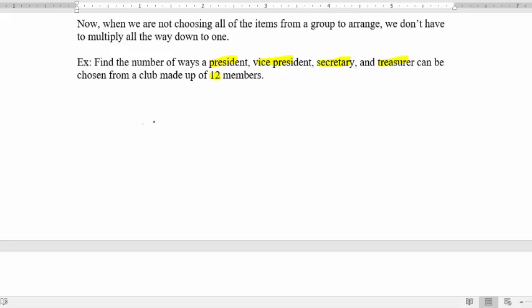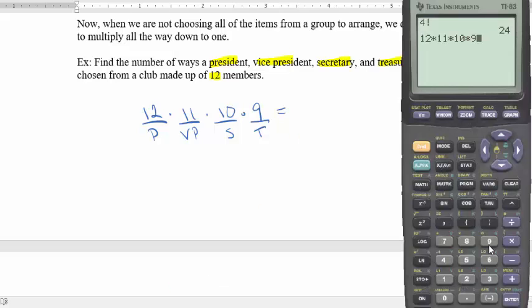So you would still lay out your 4 slots, right? You'd have a slot for the president, for the vice president, for the secretary, and the treasurer. But now you're choosing from 12 members, right? So you're arranging 12 things, but you're only arranging them 4 at a time. You're not arranging all 12 of them. So for the first slot, you would have 12 choices. Then you'd have 11 choices. Then you'd have 10 choices. Then you'd have 9 choices. So that's actually 12 times 11 times 10 times 9. And that's going to be 11,880, right?